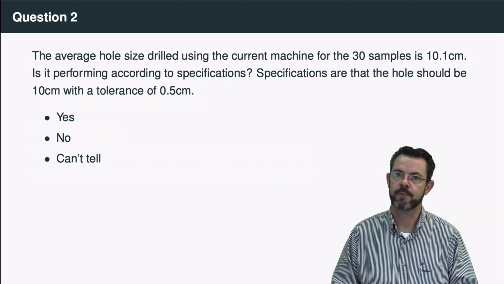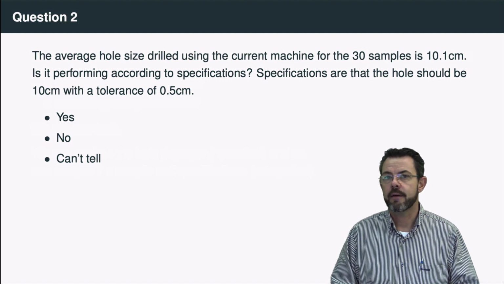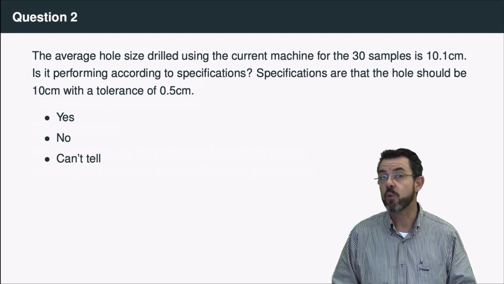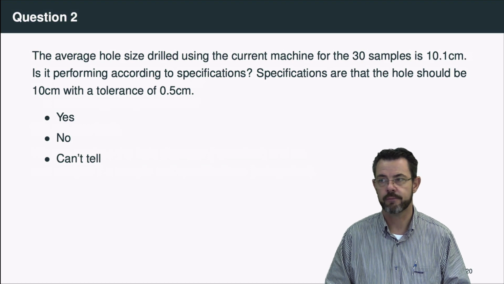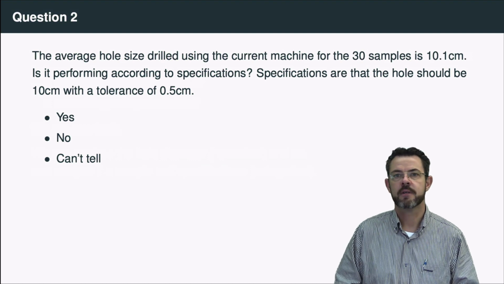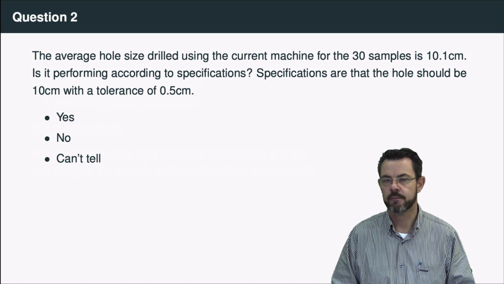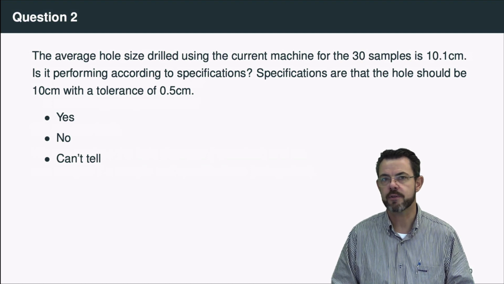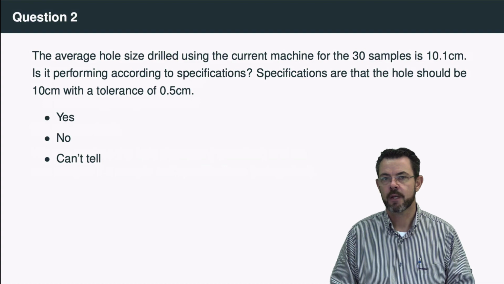So here's my second question. At this point, the average hole size for the current machine of the 30 samples is 10.1 centimeter. Is it performing according to specification? Now recall that we said that the hole should be 10 centimeters plus or minus 0.5 centimeters. So what is your answer here? Is the machine performing according to specification? Yes, no, or can't tell. Take some time, think about it, and write down your answer.